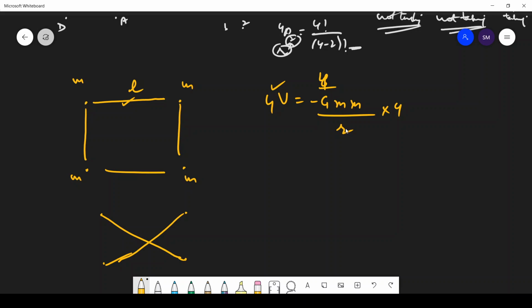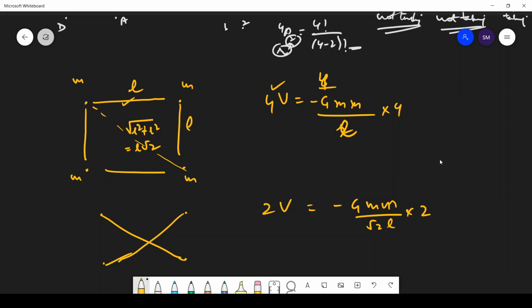What is the distance here, students? What is the diagonal of a square? Diagonal of a square is, yes, this is L, L. So this is under the root L square plus L square, so that's 2L square, so L root 2. So here the distance for 2 times, one is this combination, one is this combination, so that's minus GMM upon root 2L into 2.